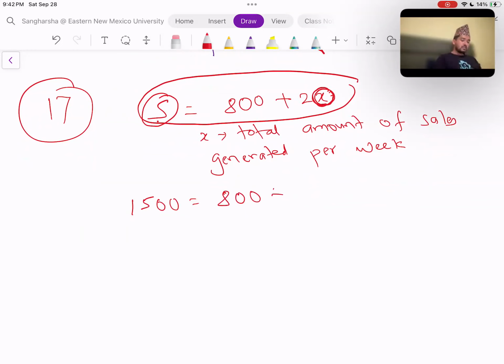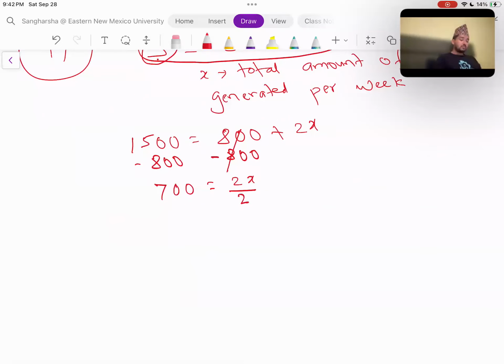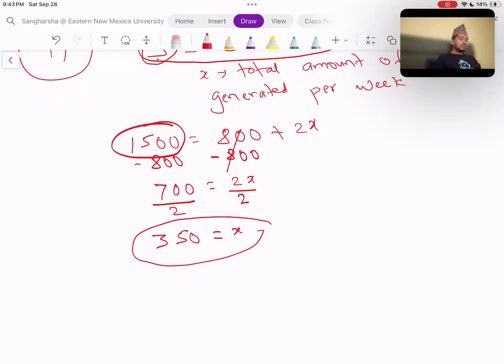So we have 800 plus 2X. So you are solving this equation for X. So you subtract 800 on both sides. This is 0. So 1,500 minus 800 is 700 equals 2X. You divide both sides by 2. So we have 350 equals X. So the salesperson must have 350 sales, okay, in order to make these earnings. And this is your final answer, 350.